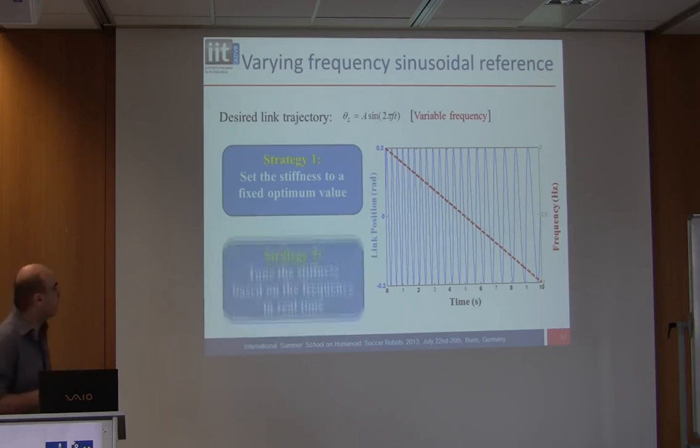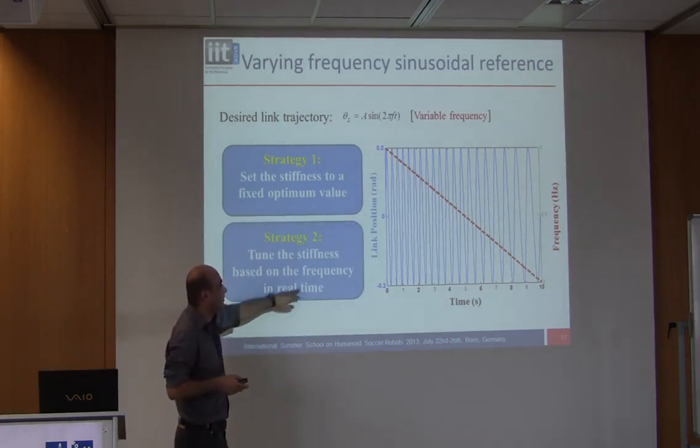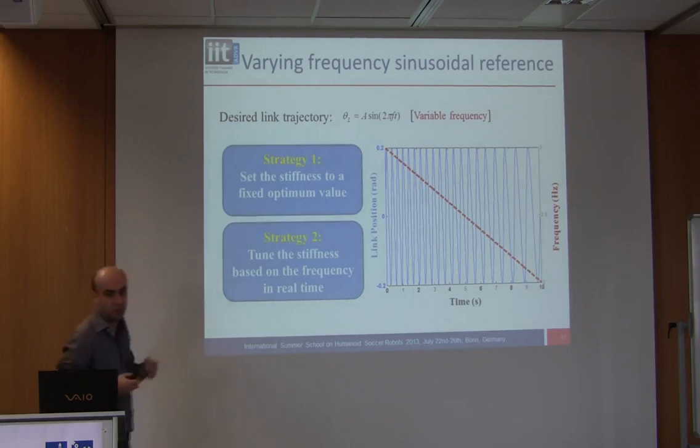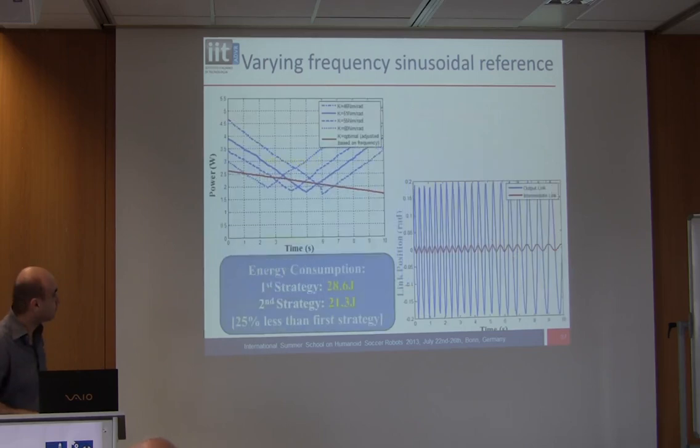Or the second strategy can be that the stiffness can be tuned based on the frequency in real time, so the second actuator works all the time, it changes the stiffness of the joint, and basically minimizes by matching the natural dynamics of the system all the time with the varying frequency trajectory.